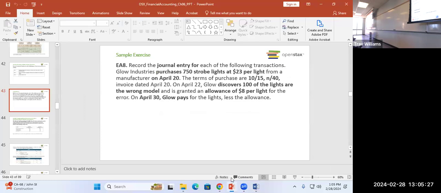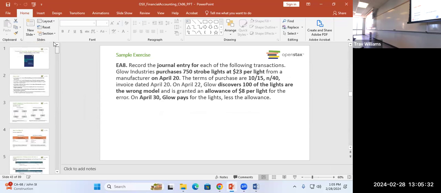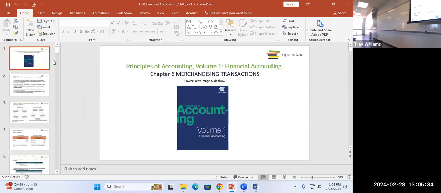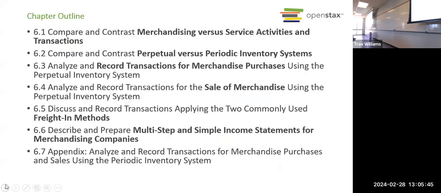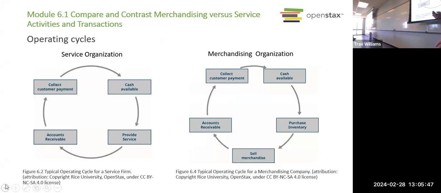No questions? Okay. So let's review what we've covered so far. Here's a question for you. What is merchandising? Merchandising is another word for what? Retail. Retail, exactly. Okay. So let's cover some of the key points.